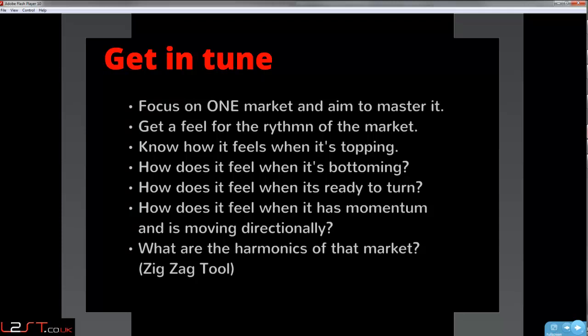The reason I'm covering that is because I stopped trading the E-mini S&P, even though I traded it for so long. Because the rhythm and the feel of that market changed, I had to get back in tune with it. So even if you stop trading for quite a significant period of time in a specific market, you have to get back in tune with it.